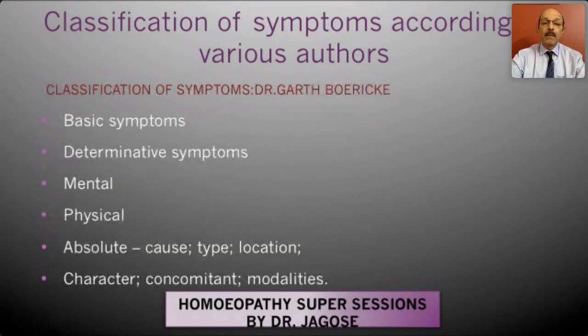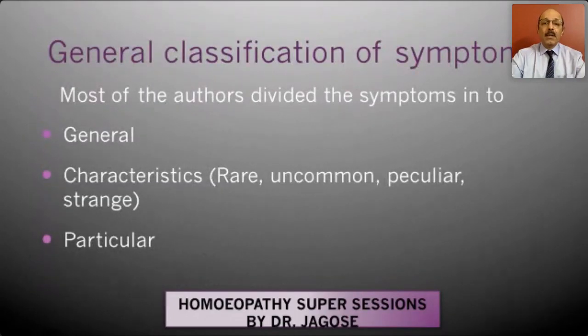Garth Boericke, he gave importance to the basic symptoms or the determinative symptoms, that is those symptoms which will help guide the correct prescription, that is the individualistic symptoms or the characteristic or the PQRS symptoms. Then the mental, physical, then the absolute, the cause, the type, the location, character, concomitant, and modalities. Now, generally, most of the authors have divided the symptoms, as you all have seen, into either general, characteristic, and particular.